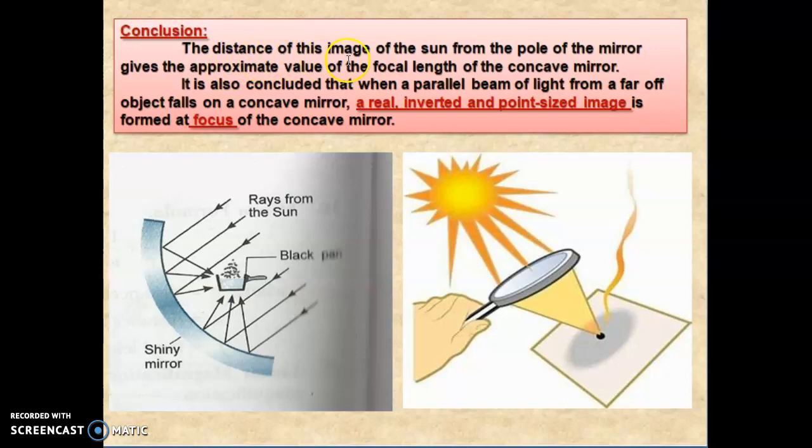The distance of this image of the sun from the pole of the mirror gives approximately the value of the focal length of the concave mirror. So the distance between the image and the pole is the focal length of the concave mirror. It is also concluded that when a beam of light from a far away object falls on a concave mirror, a real, inverted and point-sized image is formed at the focus of the concave mirror.